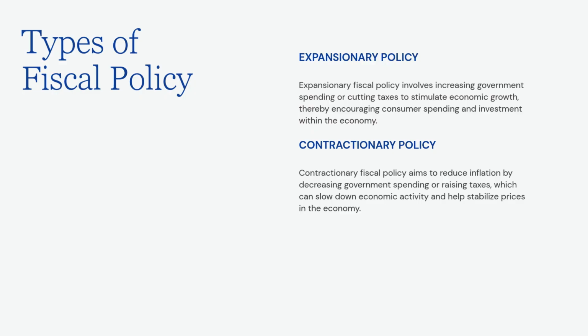On the other hand, contractionary fiscal policy is used when the economy is overheating or the inflation is too high. The government reduces spending or increases taxes to slow things down. For example, the government might increase tax rates to reduce disposable income, meaning that people have less money to spend, helping to reduce inflation. So remember, expansionary stimulates demand, contractionary restricts it.